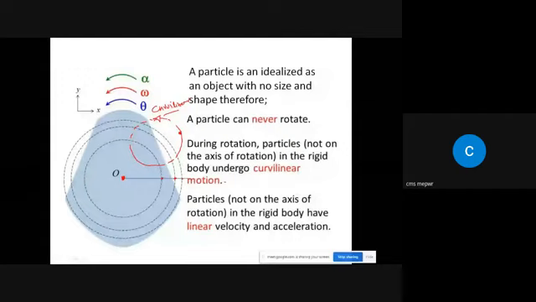For example, if a particle is following this curved path, then during that curvilinear motion the particle can have velocity with two components. One is this one, and one component like this. This one is known as the tangential component, and this one is known as the radial component.